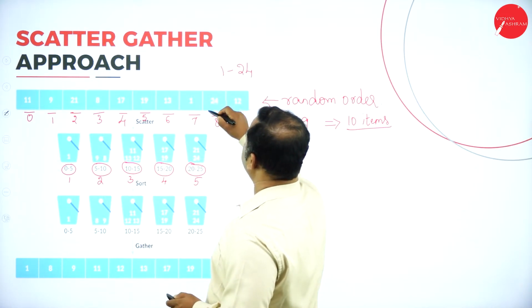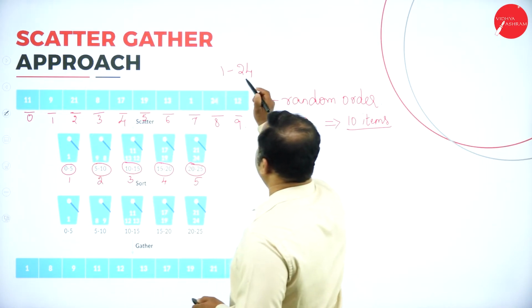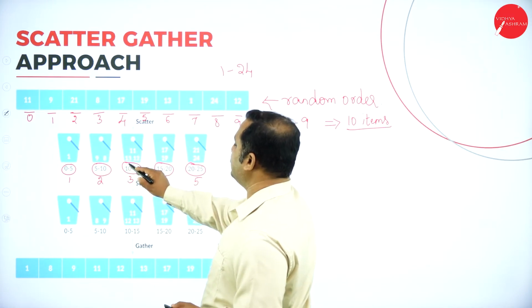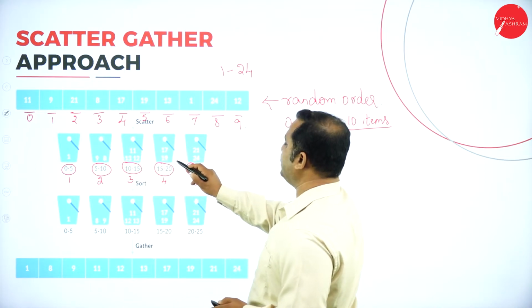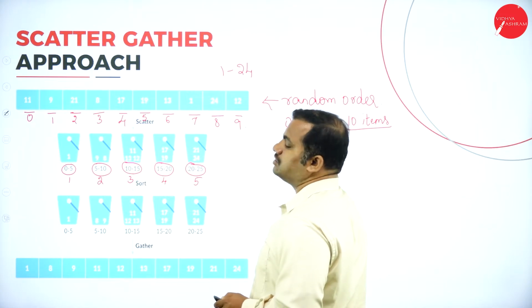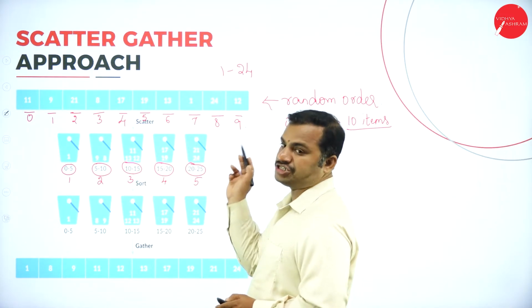So if that is the case, 0 to 5 comes into bucket 1, 5 to 10 comes into the second bucket, then 10 to 15 comes into the third bucket, 15 to 20 goes into the fourth bucket, 20 to 25 goes into the fifth bucket. So totally we have these items in different buckets.